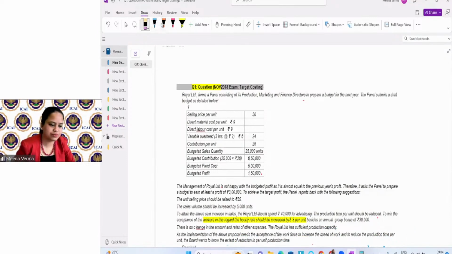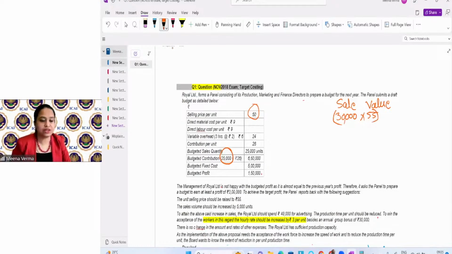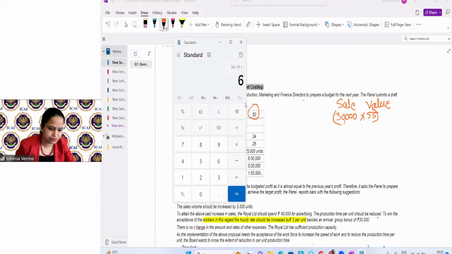Okay, let's do this. So what do we have here? Consider the sale value. You know the sale value has increased now from 50 to 55. And the number of units sold is also increased from 25,000 to 30,000. Right? This will give you total sale value. Just find it. What is the total sale value?